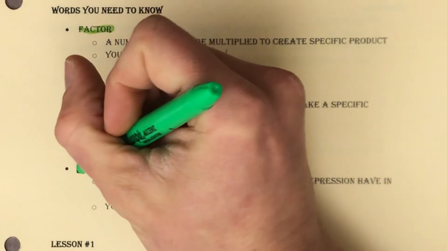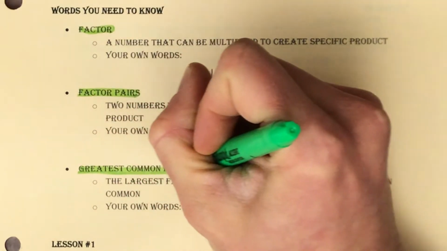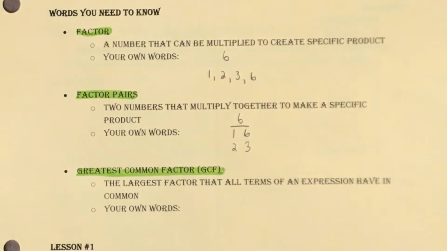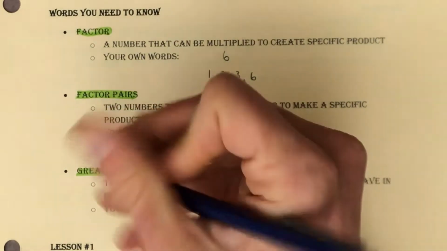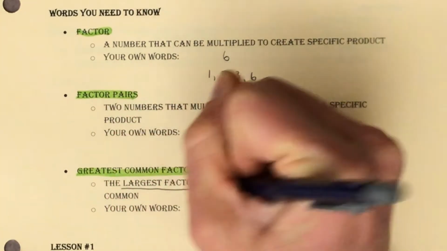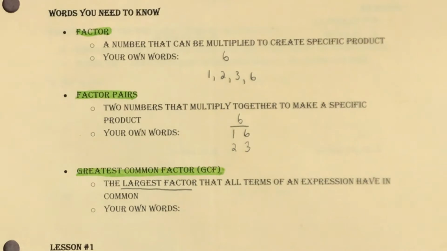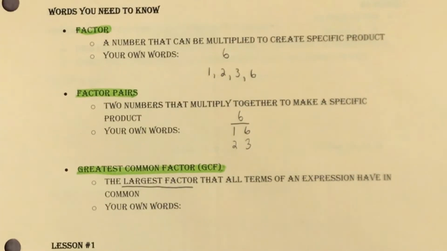So our last term here that we see is greatest common factor. Also, you might see it referred to as the GCF. And what the GCF is, the greatest common factor, is the largest factor, so the biggest factor that all terms of an expression have in common.